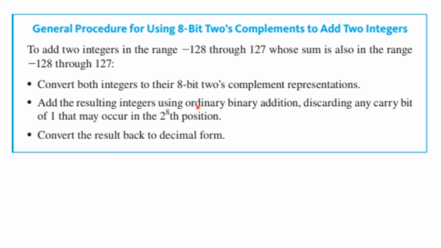So the general procedure for using 8-bit 2's complement to add two integers in that range is: convert both to their 8-bit 2's complement representation, add them using ordinary binary addition, discarding any carry bit that occurs in the 8th position, and convert the result back to decimal.